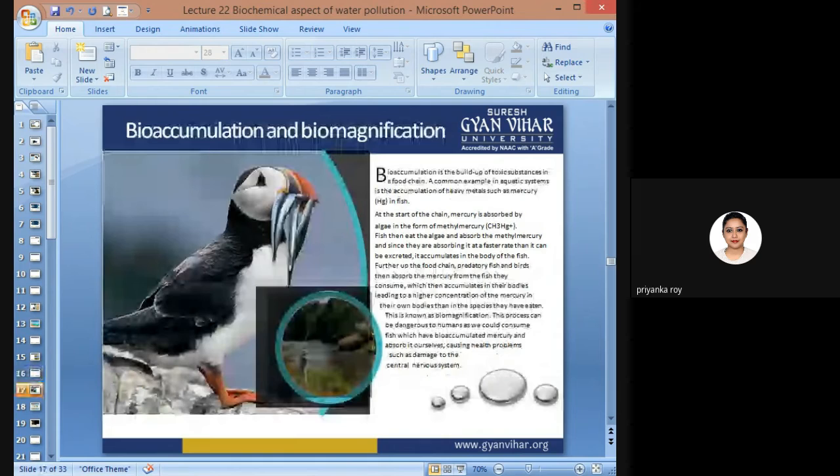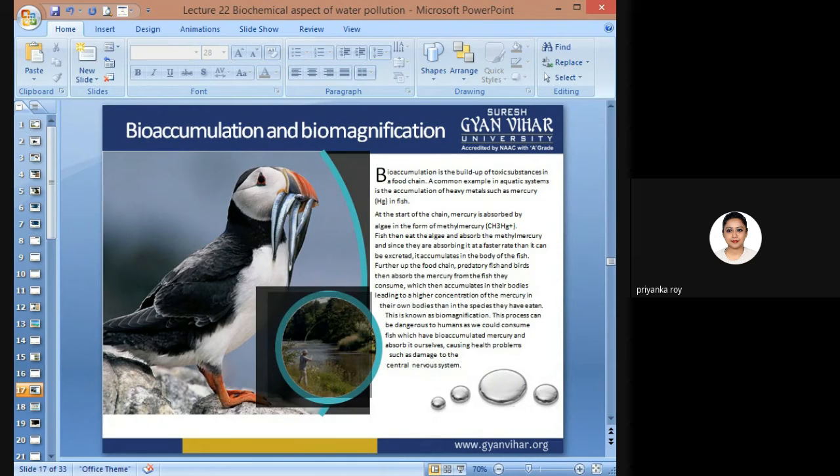Biomagnification and bioaccumulation, we are going to see. So bioaccumulation is the buildup of toxic substances in a food chain. A common example in aquatic systems is the accumulation of heavy metals such as mercury in fish. At the start of this chain, mercury is absorbed by algae in the form of methylmercury.